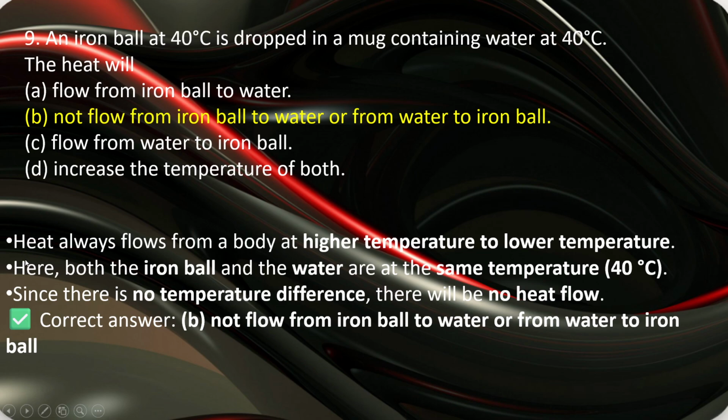Why it flows? Heat always flows from a body at the higher temperature to the lower temperature. Here both the iron ball and the water are at the same temperature. Since there is no temperature difference, there will be no heat flow. Correct answer is option B, not flow from iron ball to the water or from water to the iron ball.